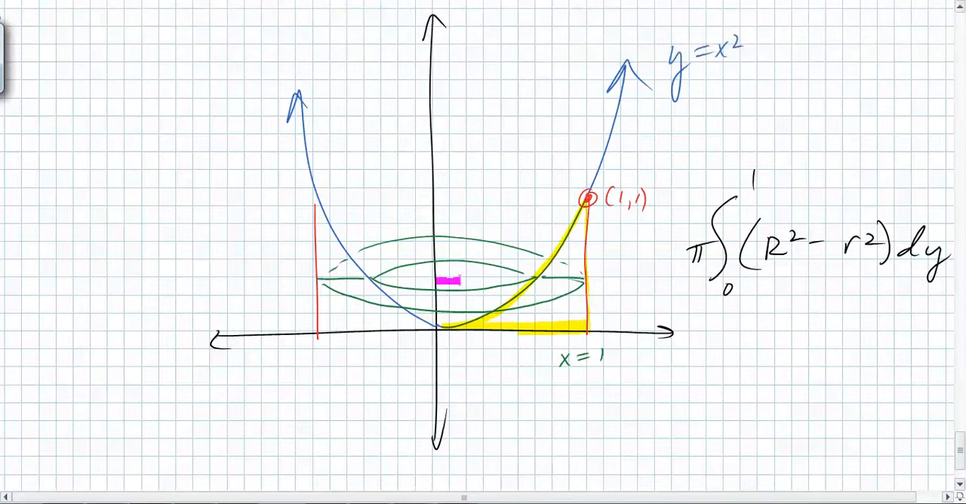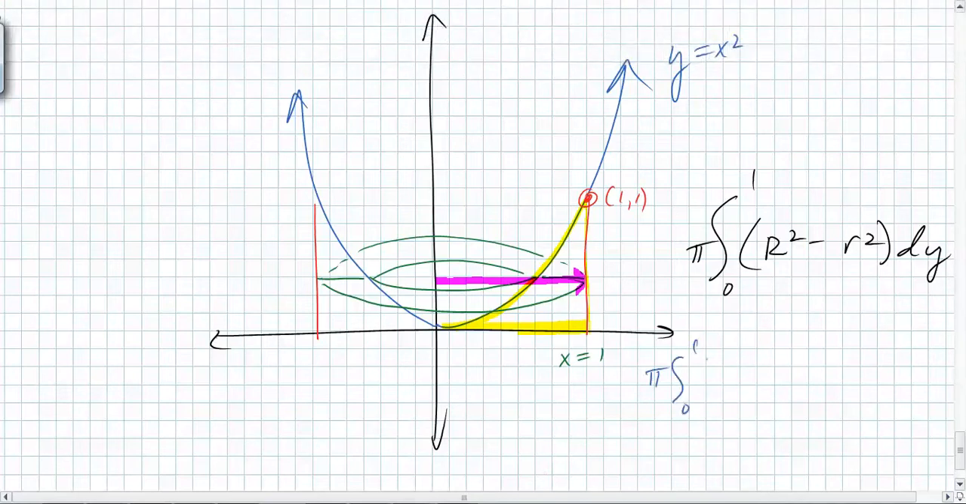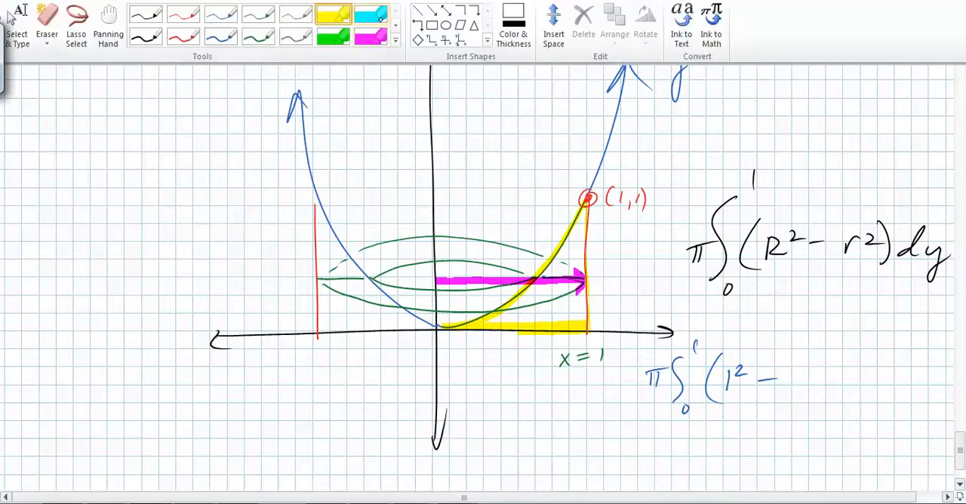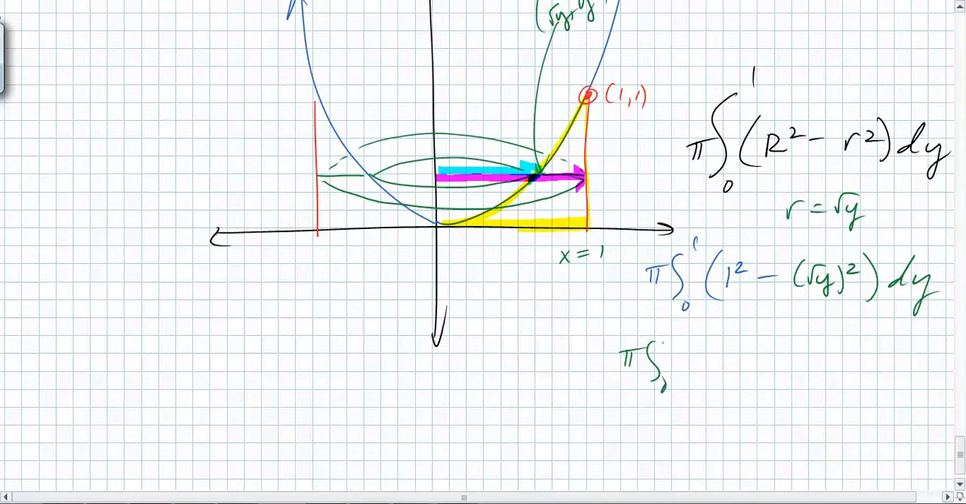You know it's 1. It doesn't change. Here's the big radius right here. It goes from here all the way out. There's your big R. And it's always 1. So what do you have? Pi from 0 to 1 of 1 squared minus, and the little r goes from here to there, right? So that point right there, you want in terms of x or y? Y. So if this is y, what's the x value? Root y. Exactly. So what's that little r going to be? Root y. So it's going to be root y squared dy. So you're integrating pi times 0 to 1 of 1 minus y dy.